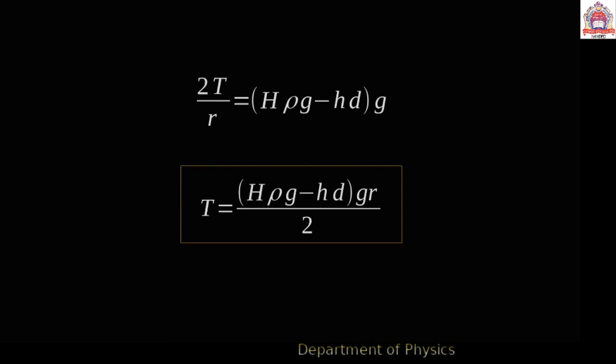And we arrange this: the 2 goes to the denominator of this side, so we get T is equal to (H rho g minus h d g) times R by 2. Thus, by knowing the values of various quantities, we can calculate the value of T for a given liquid.